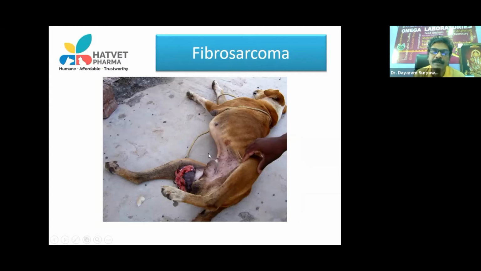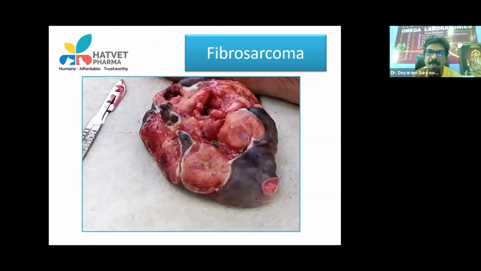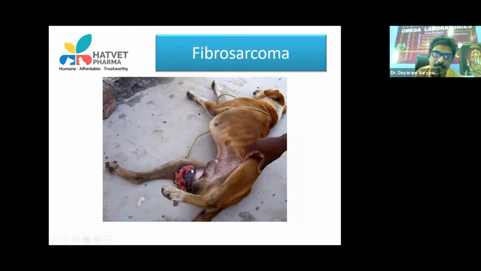These are highly proliferative tumors, fibrosarcomas, and they are able to metastasize to various parts of the body. Again, the same tumor has been excised, and you can see the ulcerative changes. Here the ulceration is there.